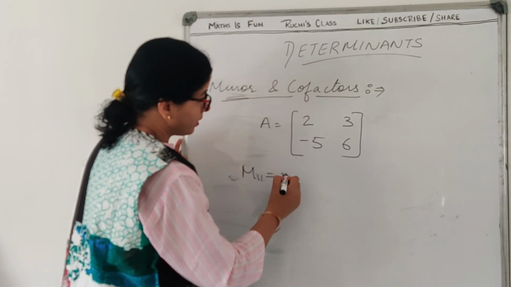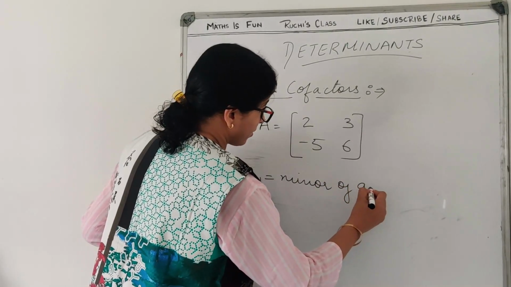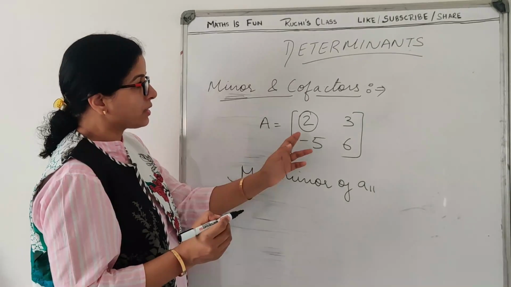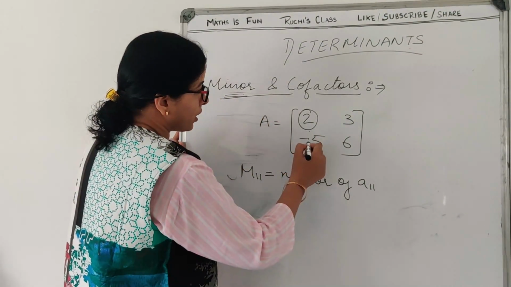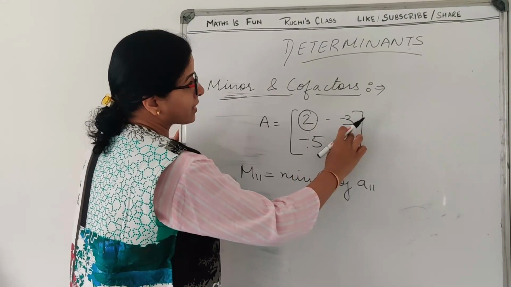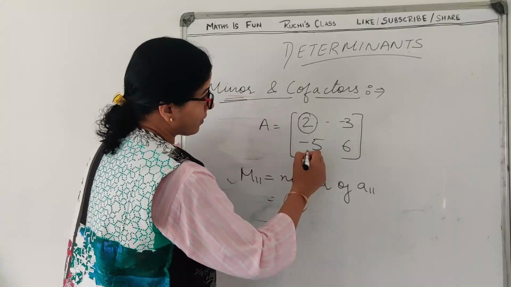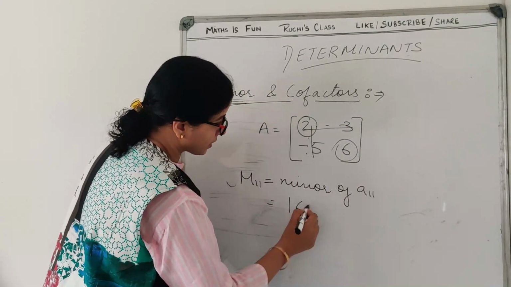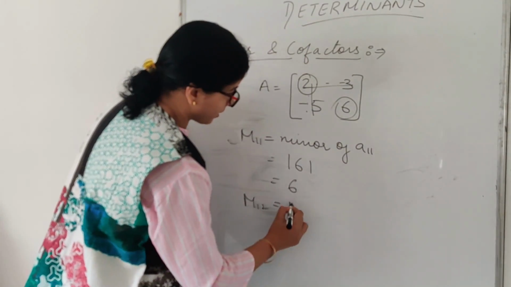Exactly what is M11? Minor of A11. Okay, this is my element A11. So what is the definition of minor? That leaving the corresponding row and column, whatever matrix is left out, for that you will find the determinant. So what is the element left out leaving the row and column? This you left. So what is left? 6. So determinant of 6 is 6. Right? Now if I want to find M12, what is that?